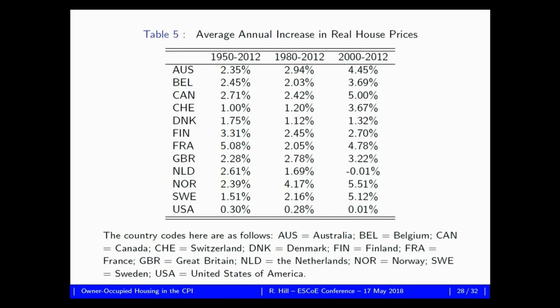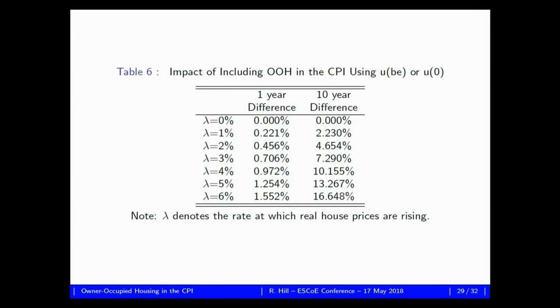Now, how does that compare with other countries? There's a paper recently, Knoll, Schularick, and Steger, who look at trends in a number of countries. And so this is not atypical. These are increases in real house prices per year. A bit over 2% is quite usual in OECD countries. So what we're saying is that what we're observing for Sydney can generalise to other countries.